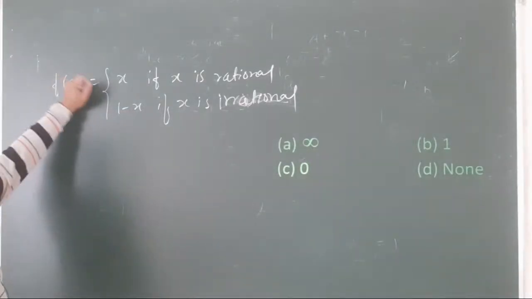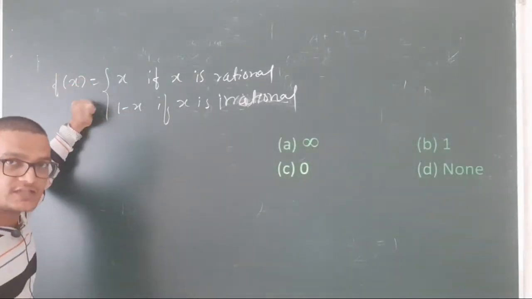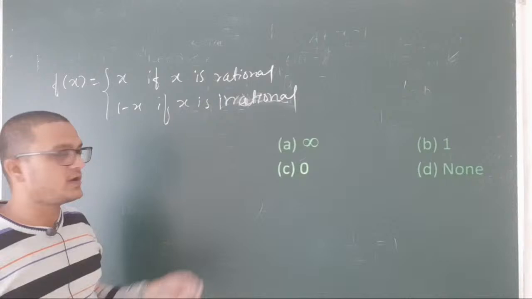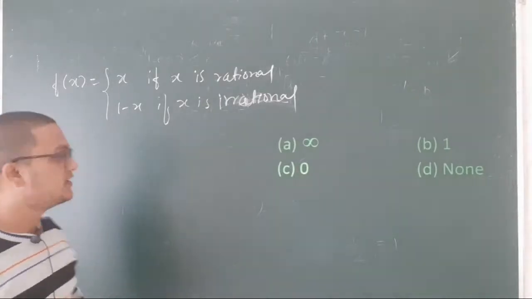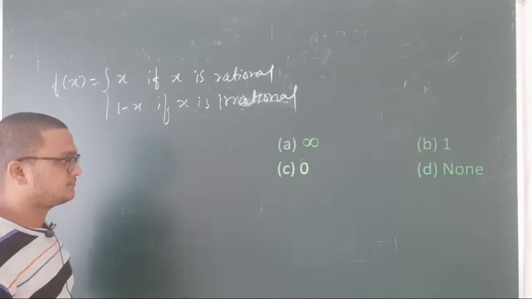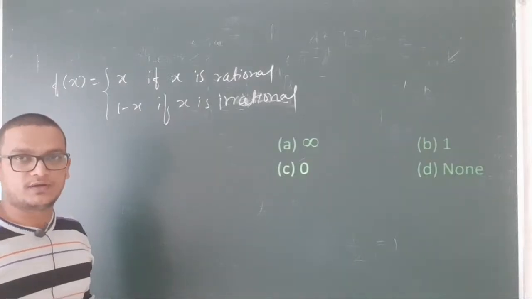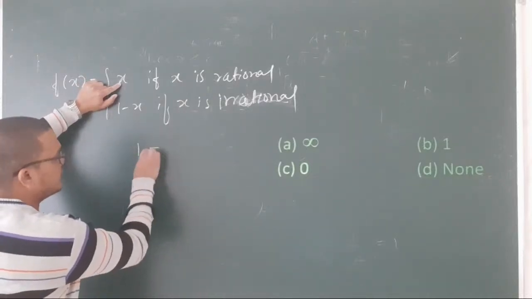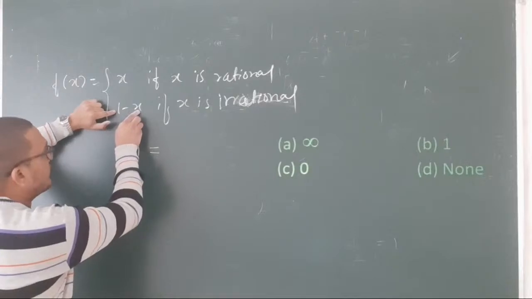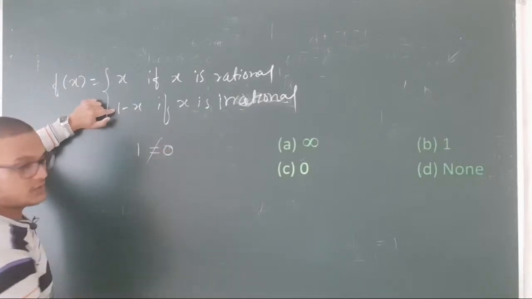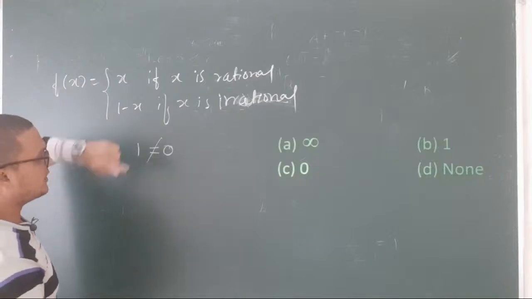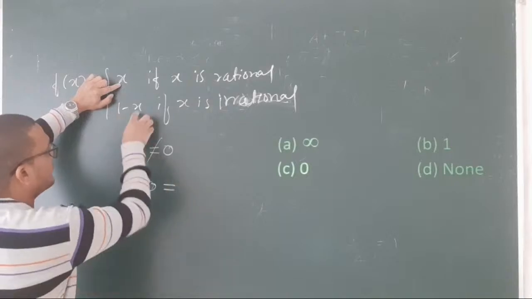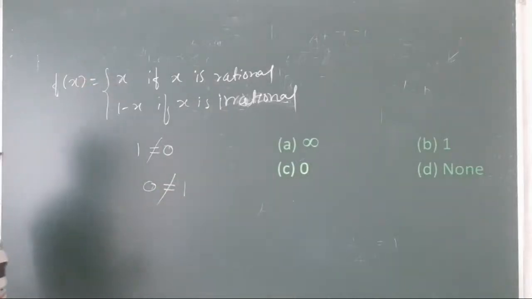So they have said this function is continuous at dash number of points, and these are the options. So you have to take each point and check the continuity. See, if you take 1 as the continuity point, then LHL should equal RHL. If I put 1 here, 1 minus 1 is 0, which is not equal. So 1 is not the continuity point. If I take x is 0, we get 0 is equal to 1 minus 0 which is 1, again not equal.